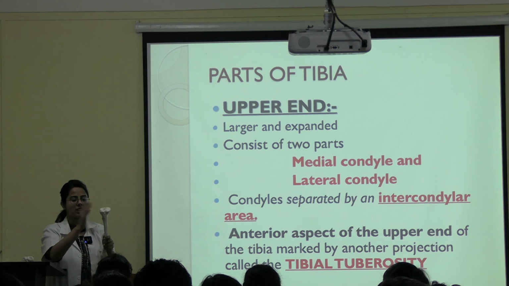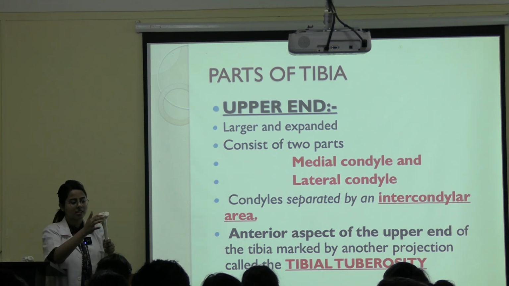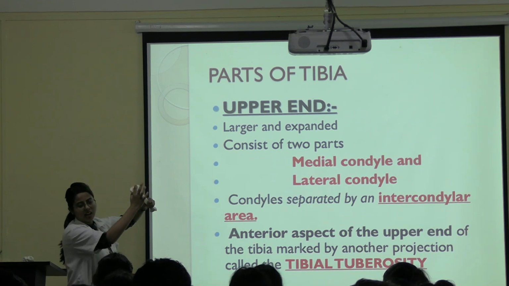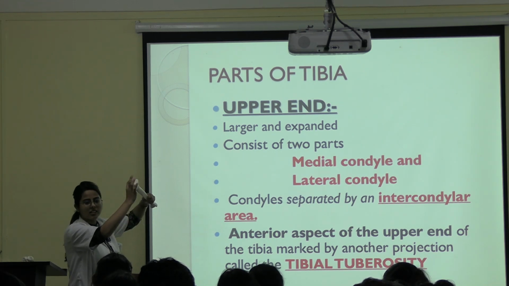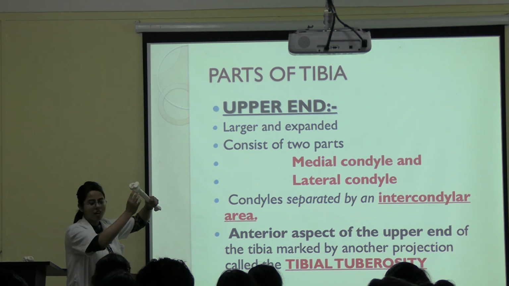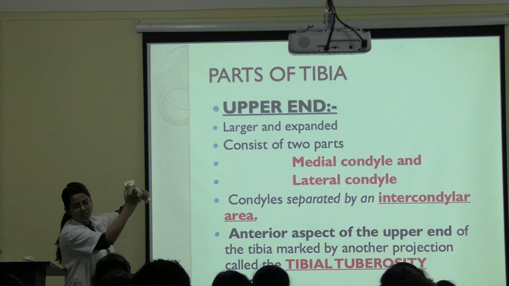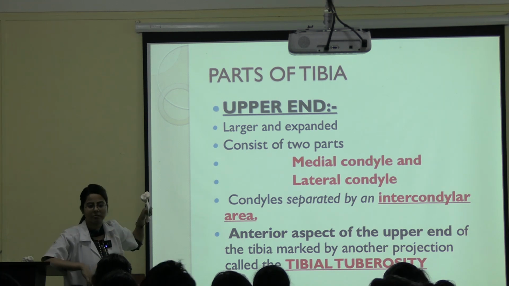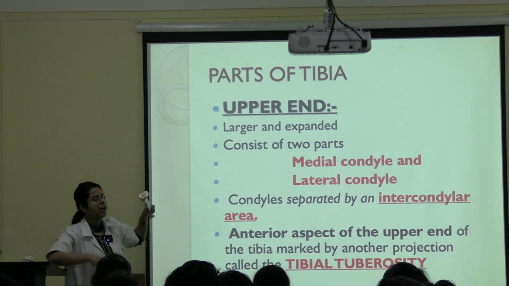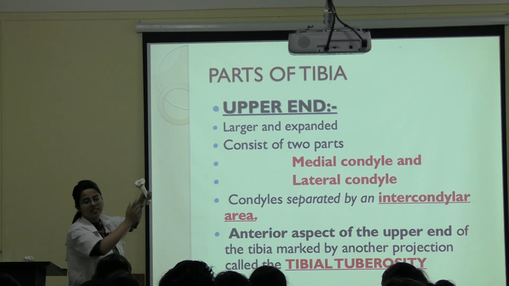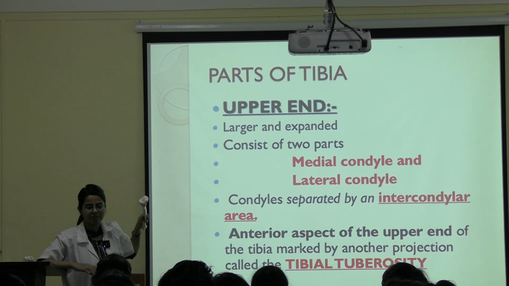These two condyles are articular. Their superior surface is articular. And in between them you can see this area here. This is the intercondylar area. And in this intercondylar area you can see this elevated part in the middle. This is intercondylar eminence. And these two projected parts, can you see? These are intercondylar tubercles.